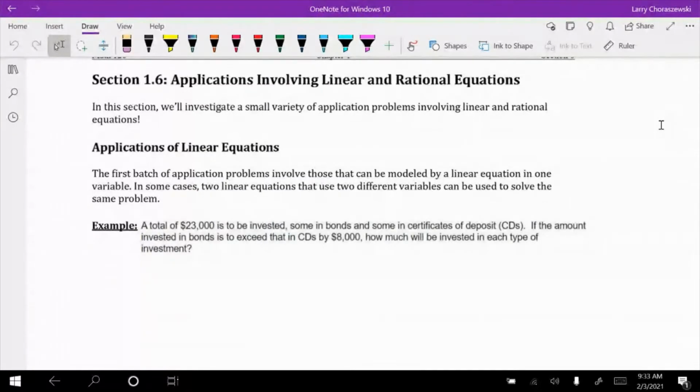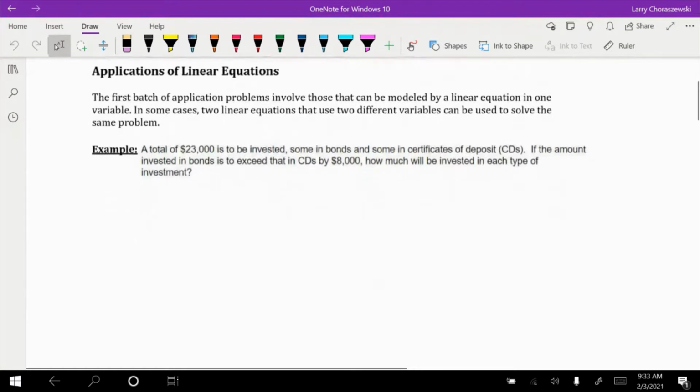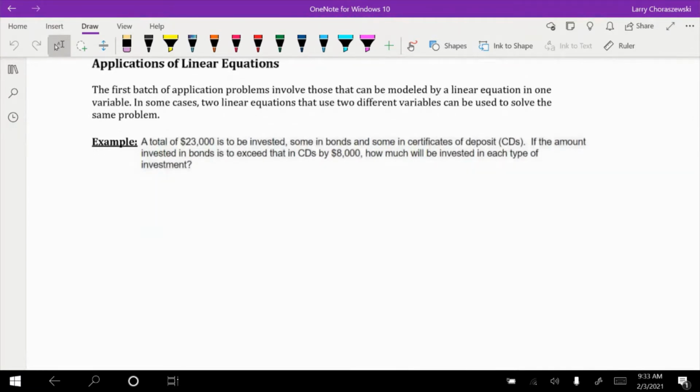And these are going to be application problems that, as you might guess, can be modeled by using a linear equation. In some cases, you might be able to define two equations using two different variables, in which case you're working with something called a system of linear equations. But there's a way to kind of bypass that as long as we relate the variables together in an appropriate way. So we'll just see where the problem leads us.